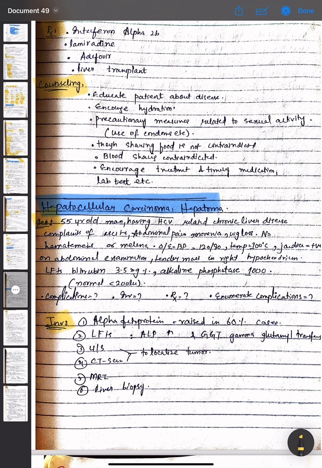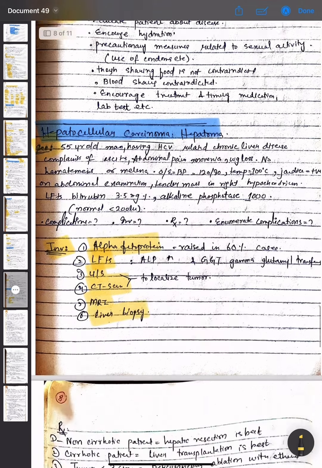The investigations that are done for hepatocellular carcinoma are alpha fetoprotein, which is raised in 60% of cases, LFTs, ALP is raised, and GGT, gamma glutamyl transferase. Ultrasound and CT scan are done to localize the tumor, MRI is done, and liver biopsy is done.